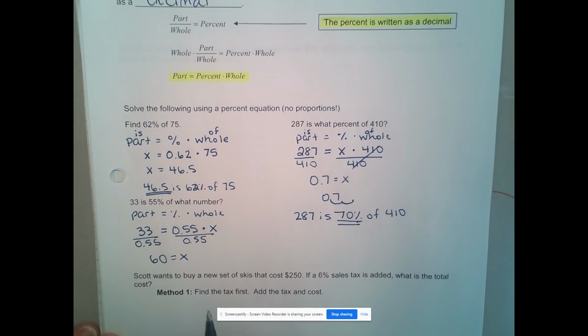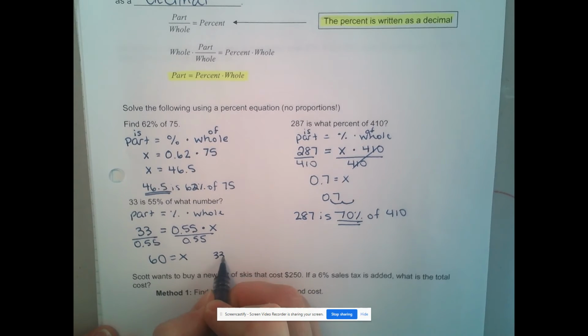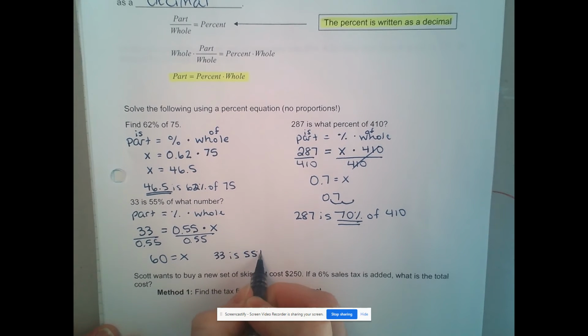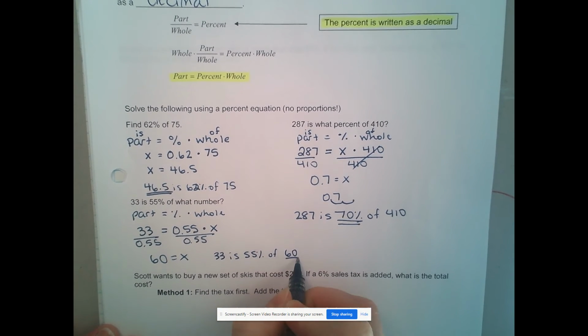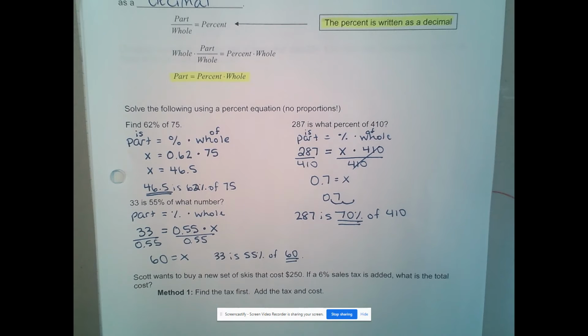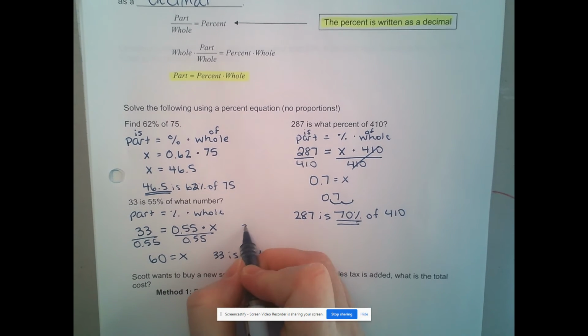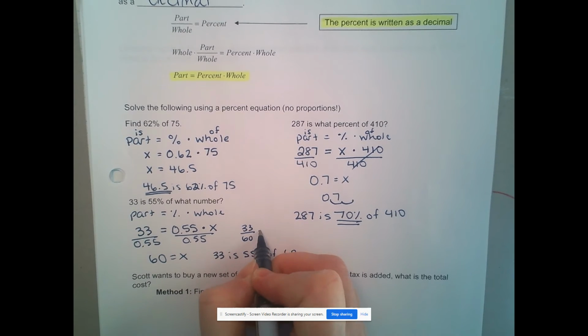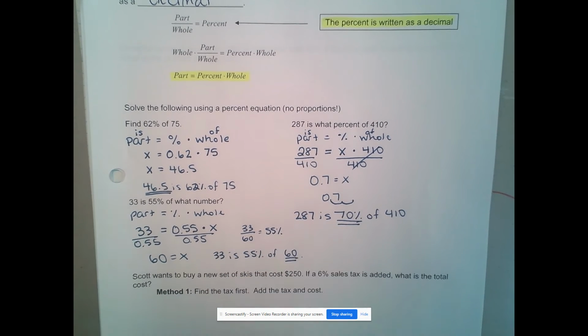And you would all say, okay, that's great. 60 is the answer. What does it mean? 33 is 55% of 60. The missing thing that we were looking for was the of number, the out of. You could also say like 33 out of 60 is 55% if you were looking to sort of explain it in your head what it meant.